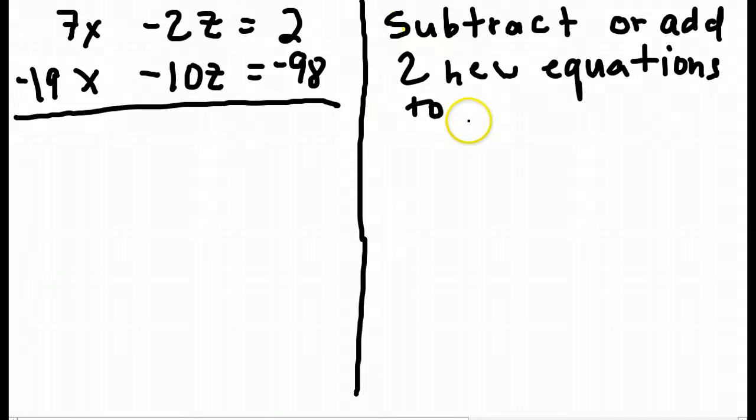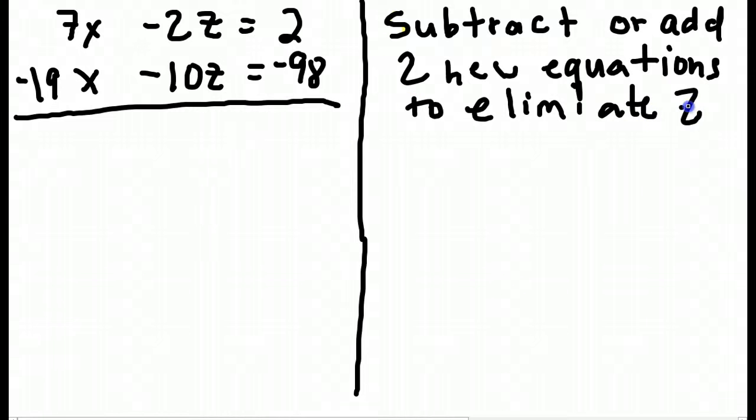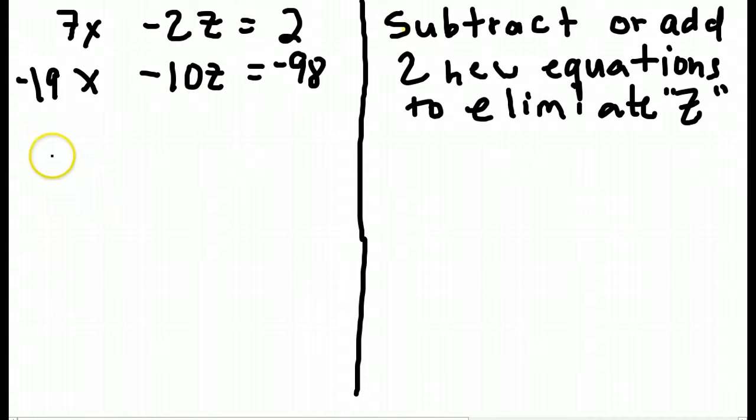Do we want to eliminate z or x? We have a negative 19 and a 7, so that's going to be harder to find the lowest common multiple. But I think 10 and 2 are easier. So we're going to eliminate the z. What do we need to multiply our first equation by?